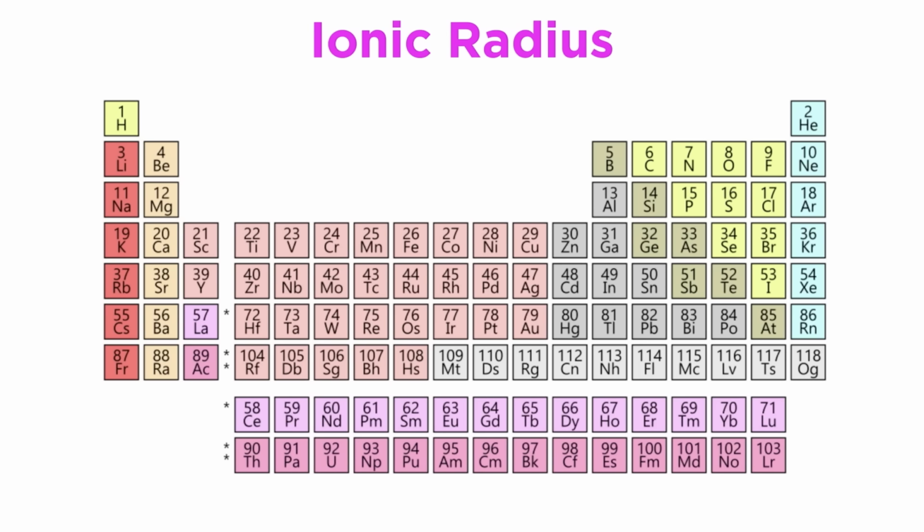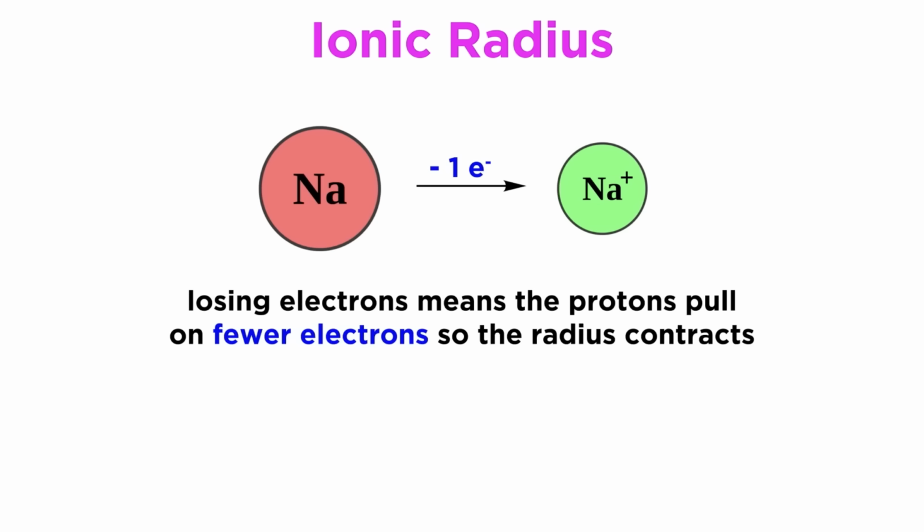But what happens to this radius when an element loses or gains electrons to become an ion? Any change in the number of electrons should affect the radius in some way. As it happens, anytime an atom loses an electron, the remaining valence electrons will still feel the same effective nuclear charge, but distributed amongst fewer electrons, so it will cause the radius to contract. This means that any cation has a smaller ionic radius than the covalent radius of the neutral atom.